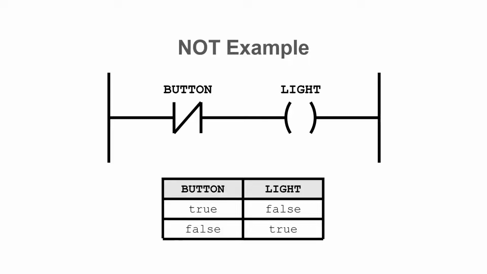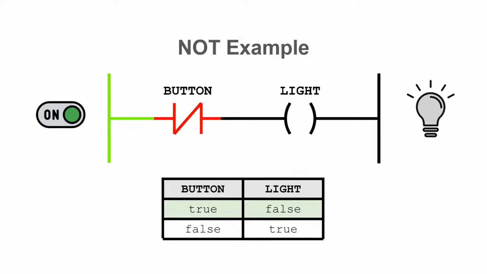If we change the input symbol from the open contact to the closed contact, the logic of our diagram will also change. In such a case, when the button is activated, true, the light will be off, false, and when the button is deactivated, false, the light will be on, inverting the logic of our output. This diagram not only represents a different way to activate a button, but also represents the NOT operation in Boolean logic.